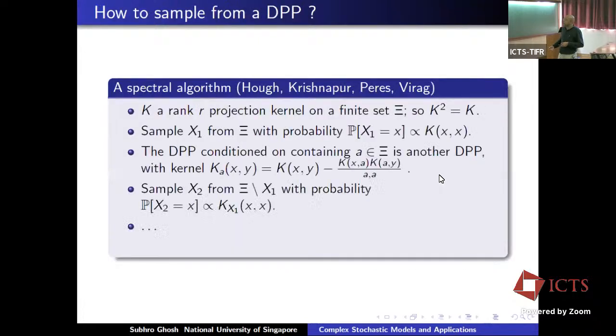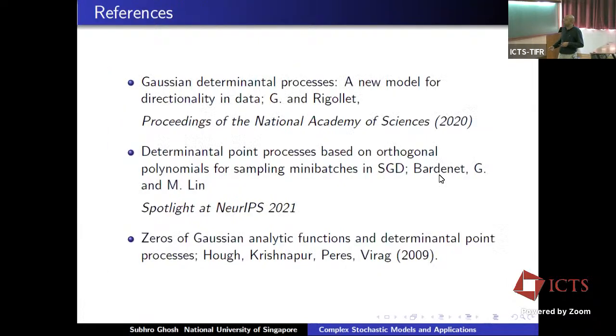Okay, so there were some other things, but the time is up, and these are some references. At the end of the reference list, you can see the well-known book on zeros of Gaussian analytic functions and determinantal point processes, of which one of the authors is Manju, who is with us here today. So any questions about DPPs, please feel free to ask Manju. Thanks.